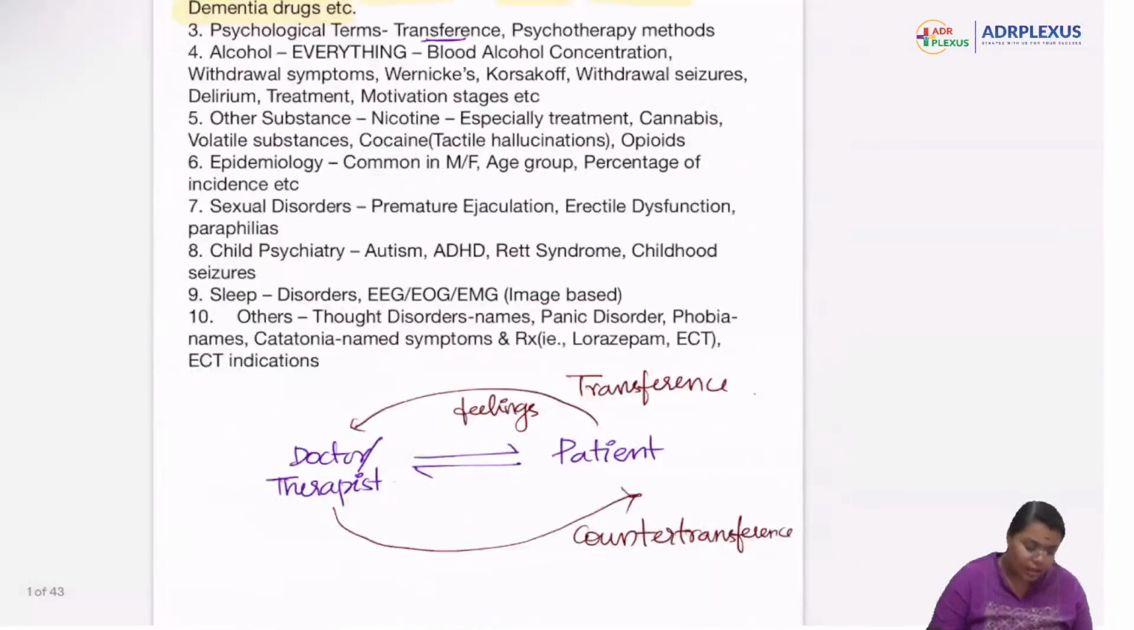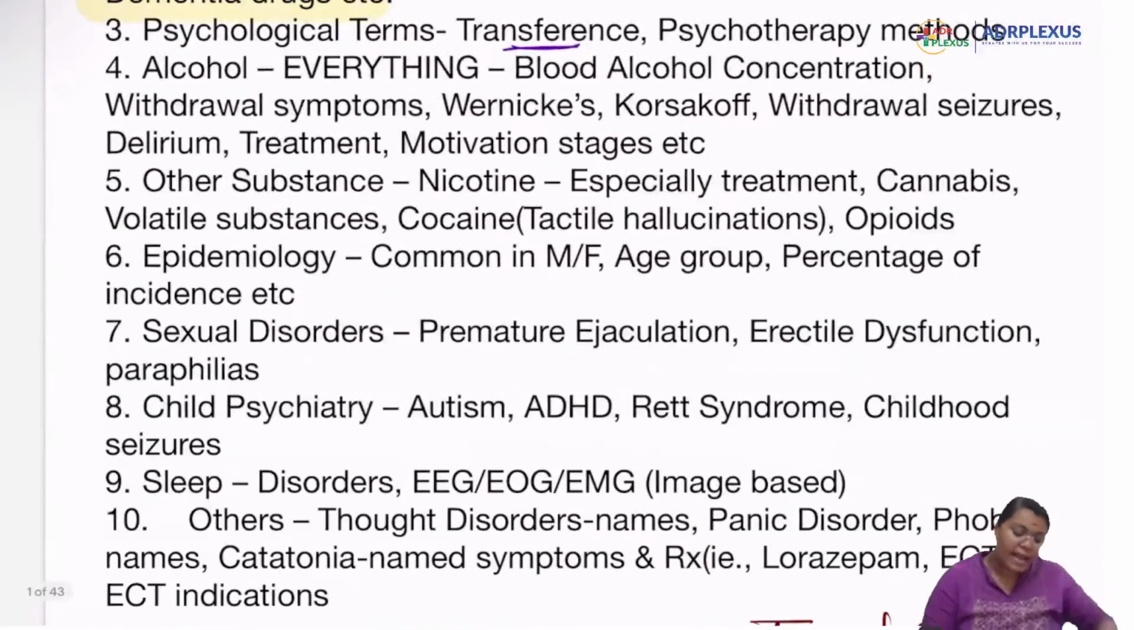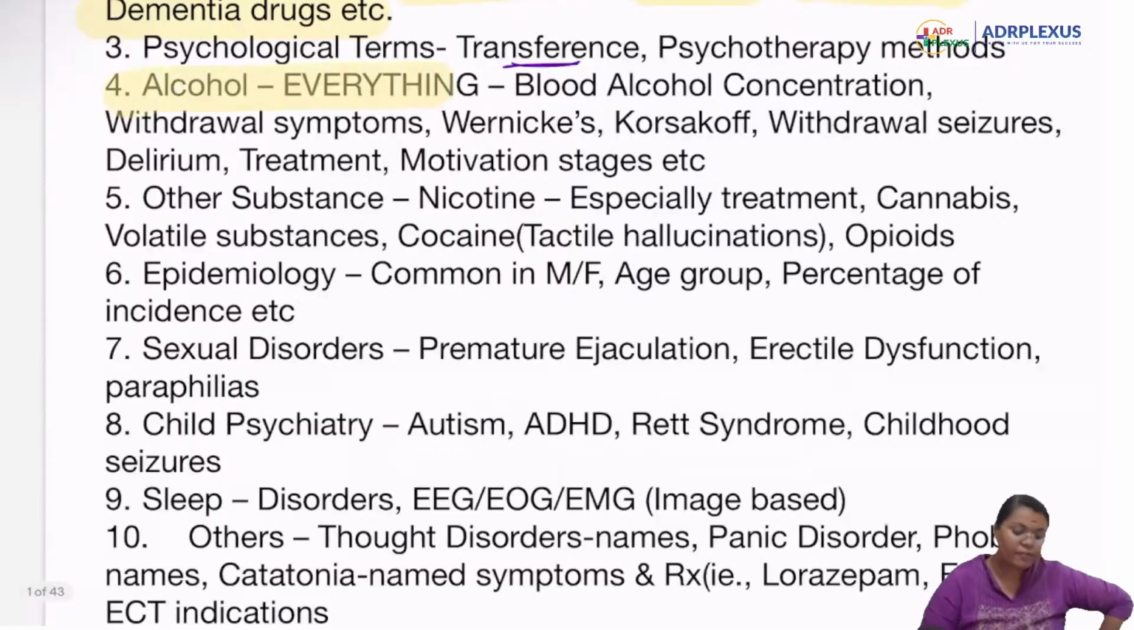Right. Now, coming to alcohol. Alcohol, you have to read everything. If they are asking one question from psychiatry, that question will be from substance use disorders, and from substance use disorders, alcohol is the most important thing. So alcohol, anything from blood alcohol concentration, withdrawal symptoms, Wernicke's, Korsakoff, withdrawal seizures, delirium, treatment, even motivational stages was a question in the previous INI-CET exams.